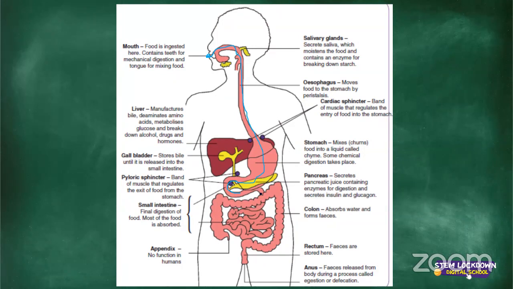there, then it moves there, there, there, there, until it gets to your large intestine. So this is the passage that your food takes, from your mouth until it is eliminated by the anus. In this picture, the alimentary canal is depicted by this pink color. So that is your alimentary canal.